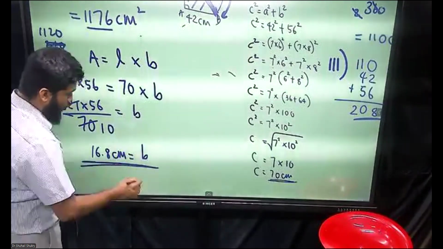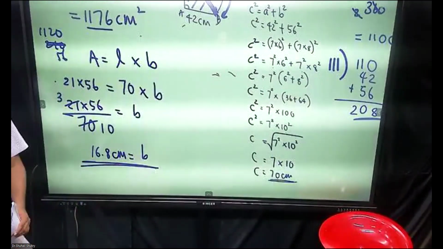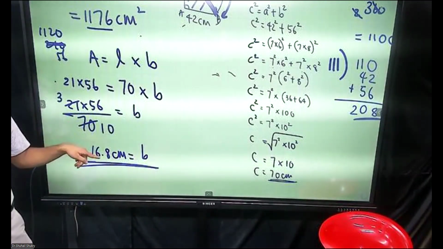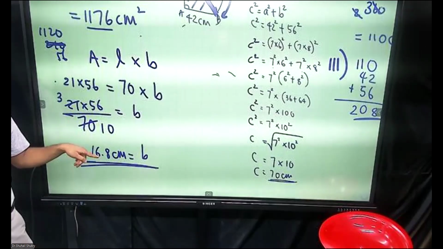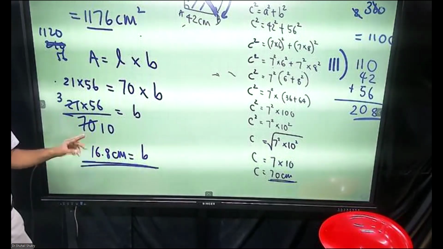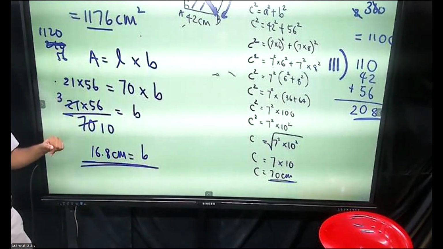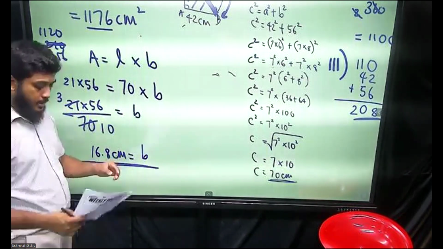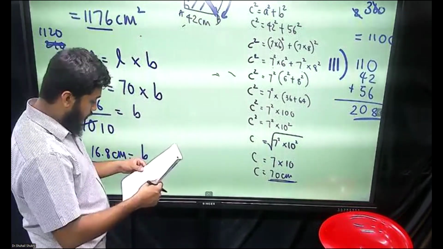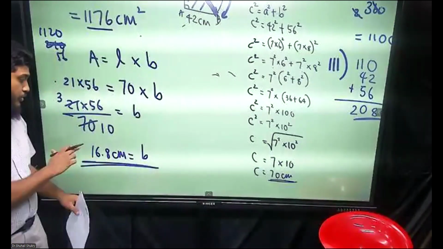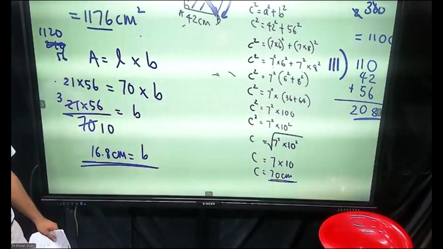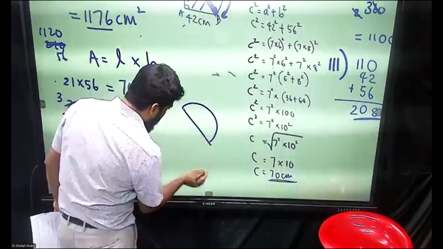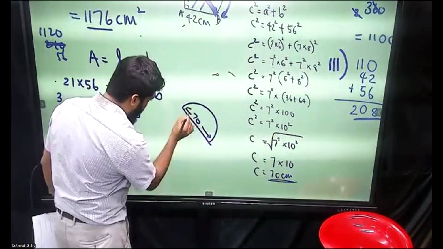Now I don't want to teach you how to multiply and divide. You all know that: when you divide by 10, you have to move the decimal point one place. 3 into 56 is 168. 168 divided by 10 means 16.8. So did you understand? The breadth is 16.8 centimeters. When they ask that the area does not change, find the breadth of it, they have asked you just to find the breadth. They didn't ask you to sketch the diagonal. If they ask you to sketch the diagonal, what should you do? This is 70. If they ask for a sketch, then you put a sketch also.